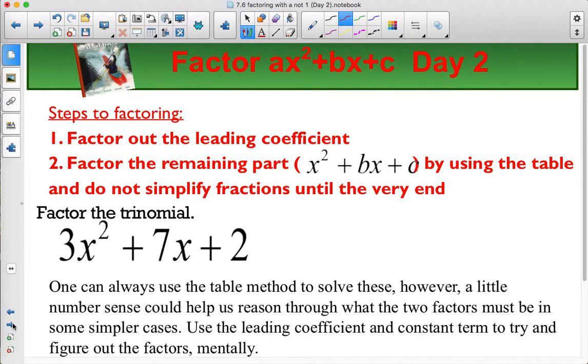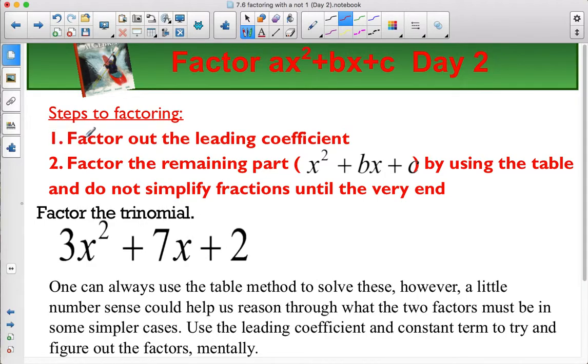In the note packet it should say something like 7.6 day 2. What we're going to be working on is factoring the expressions that we were factoring yesterday, and now we're going to be solving them, so when they're equal to an equation, taking that last step and solving it. Here were our steps that we worked on from yesterday.